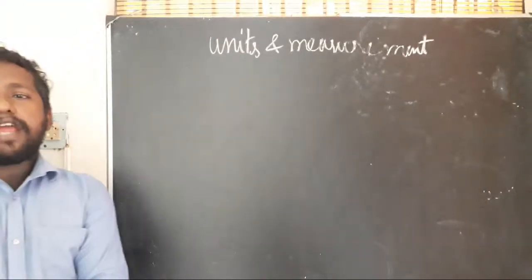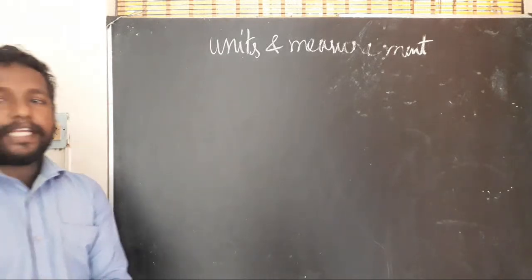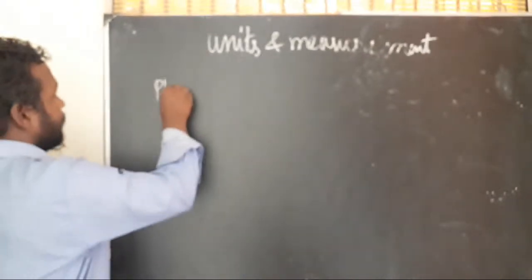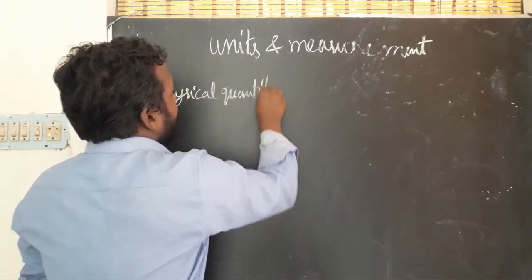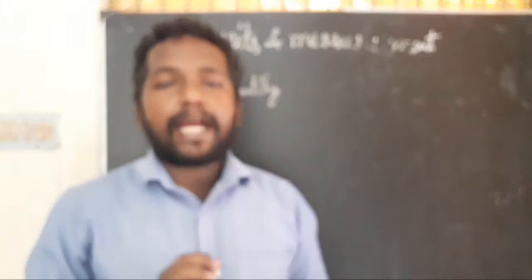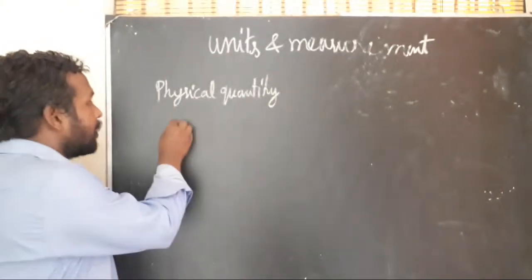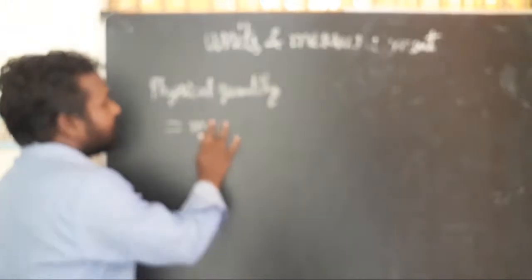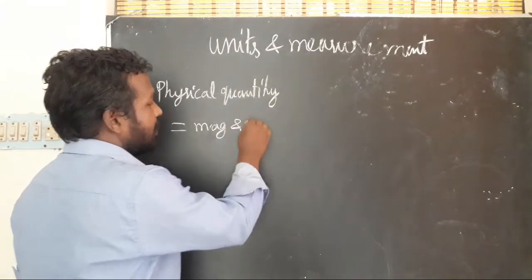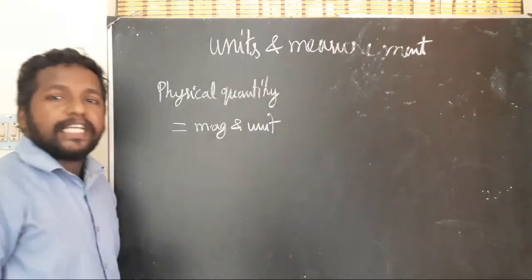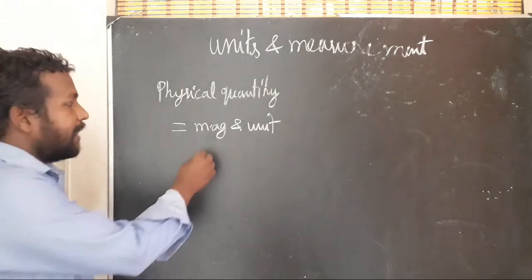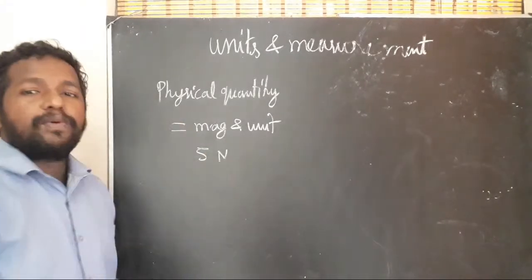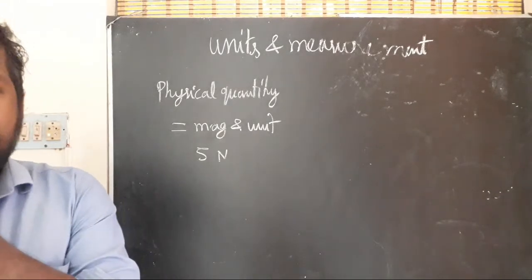First I will be introducing what is a physical quantity. A physical quantity will always have a number, a magnitude, with a unit. The physical quantity has a magnitude with an SI unit. If units are there, we can take it as a physical quantity. For example, 5 Newton: 5 is the magnitude, Newton is the unit. This we can call a physical quantity.